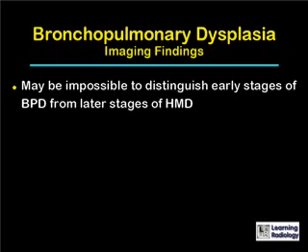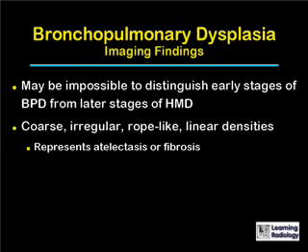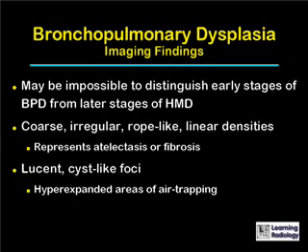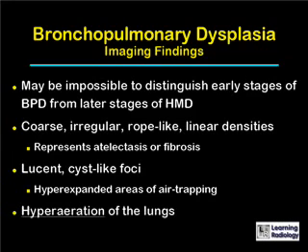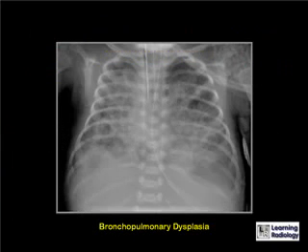The imaging findings in bronchopulmonary dysplasia may be impossible to distinguish from the later stages of hyaline membrane disease. There are usually coarse, irregular, rope-like linear densities in both lungs that represent atelectasis or fibrosis. Intermixed with these coarse rope-like densities are areas of lucency, cyst-like foci that represent hyperexpanded areas of air trapping. Most of the time, there is hyperaeration of the lungs in bronchopulmonary dysplasia.